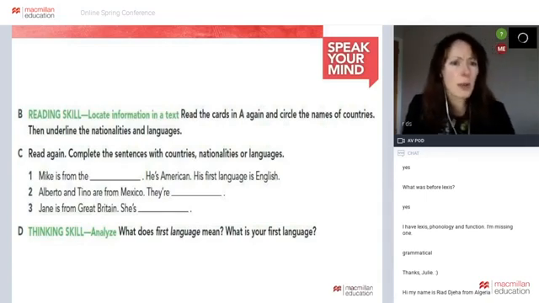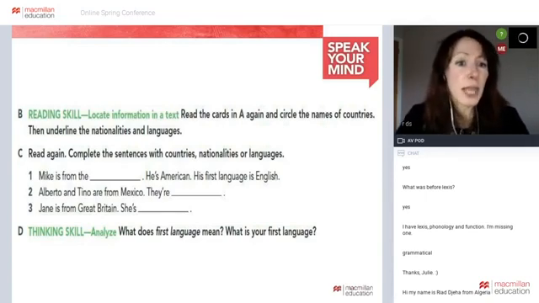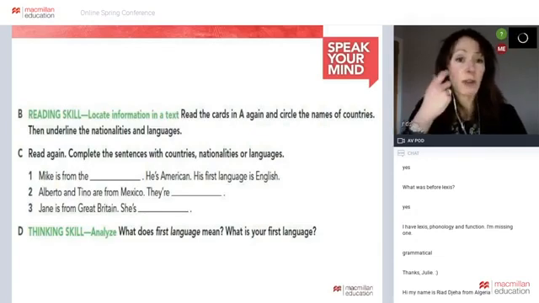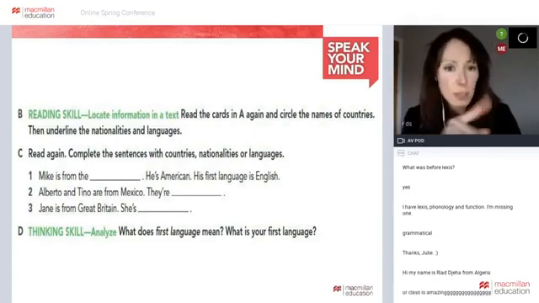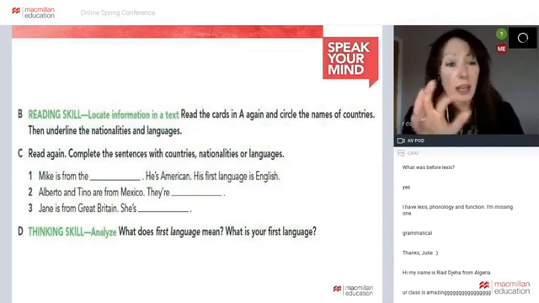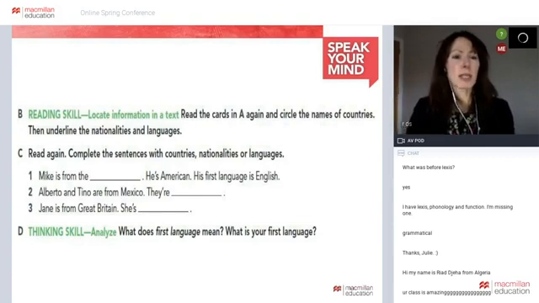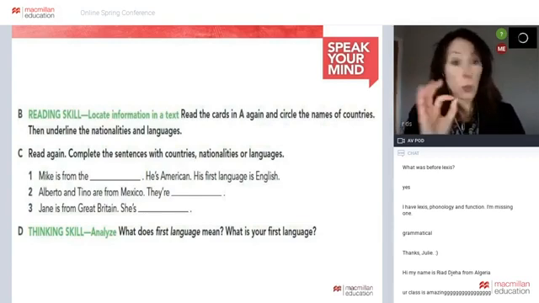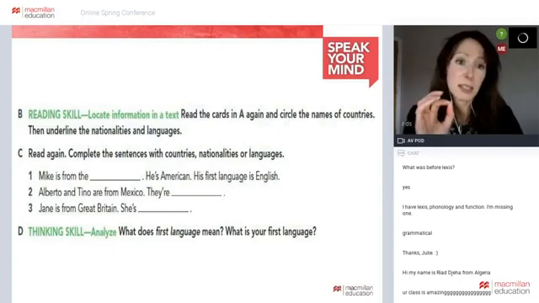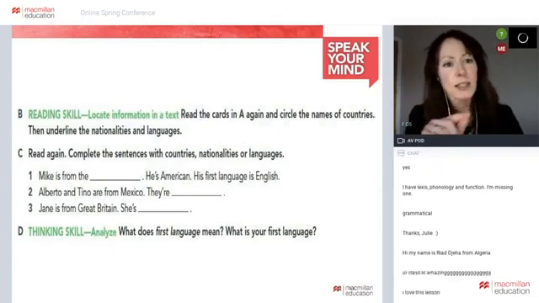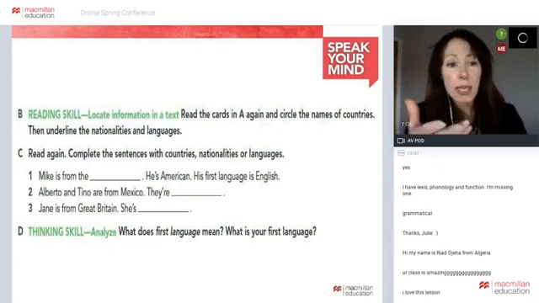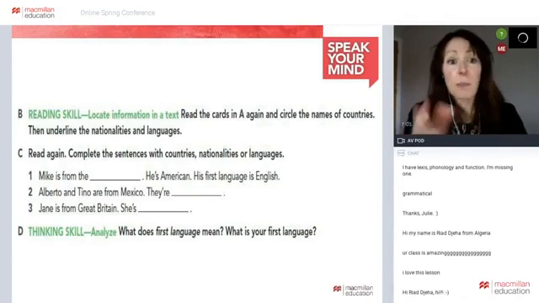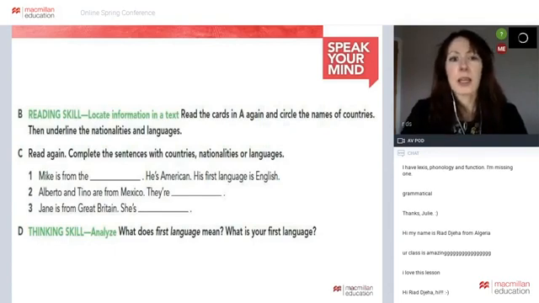So I hope you can read this. So activity B, that's locating information in a text. Students are asked to read the cards in A again, circle the names of countries, underline the nationalities and languages. And I think this is the reason I've included this, is because we need to remember that we can still have really solid, excellent, useful reading skills, even at this level. Locating information in a text is an IELTS level skill. It's an exam skill, but we can do it here. You can do all of it with lower levels, you really can.